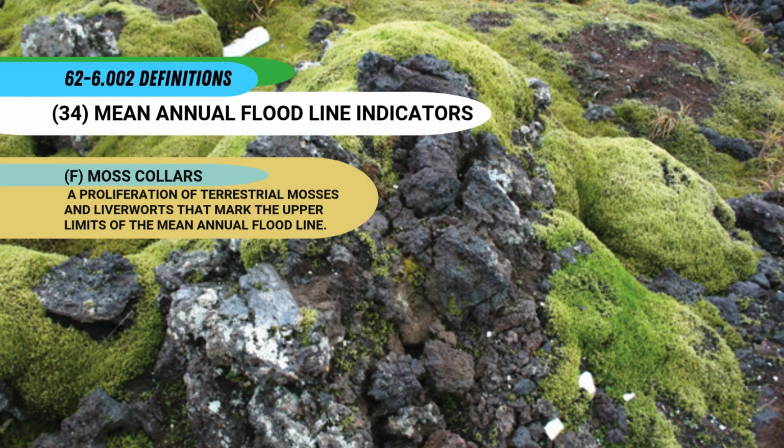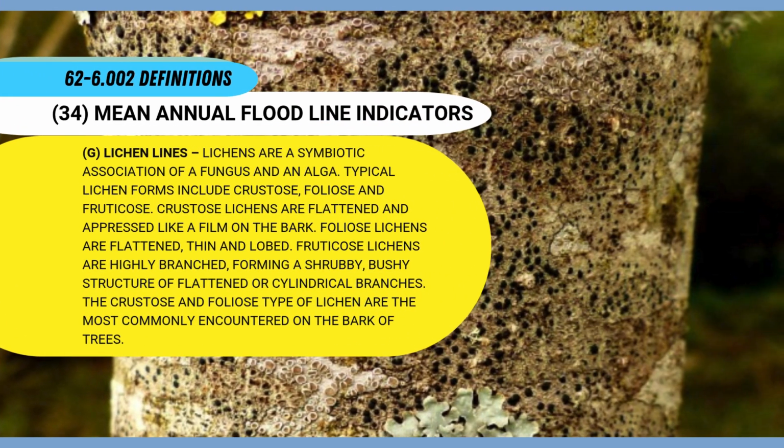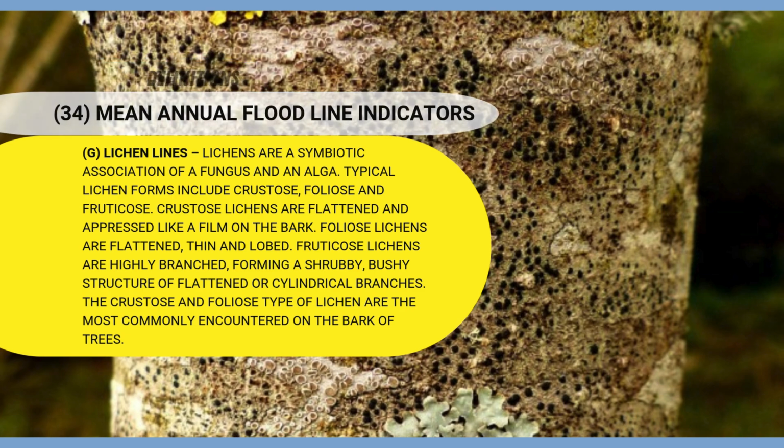F. Moss collars. A proliferation of terrestrial mosses and liverworts that mark the upper limits of the mean annual floodline. G. Lichen lines. Lichens are a symbiotic association of a fungus and an alga. Typical lichen forms include crustose, foliose, and fruticose. Crustose lichens are flattened and appressed like a film on the bark. Foliose lichens are flattened, thin, and lobed. Fruticose lichens are highly branched, forming a shrubby, bushy structure of flattened or cylindrical branches. The crustose and foliose types of lichen are the most commonly encountered on the bark of trees.